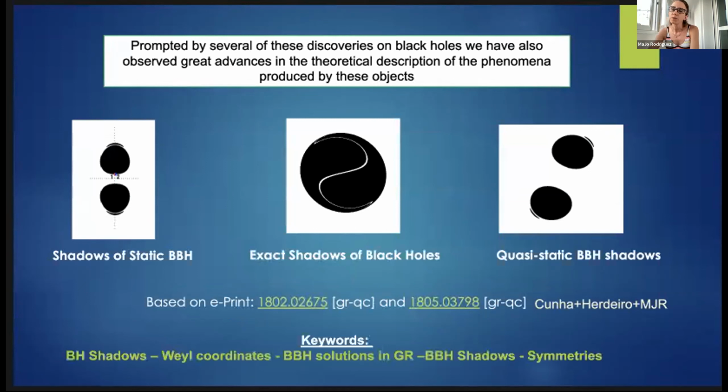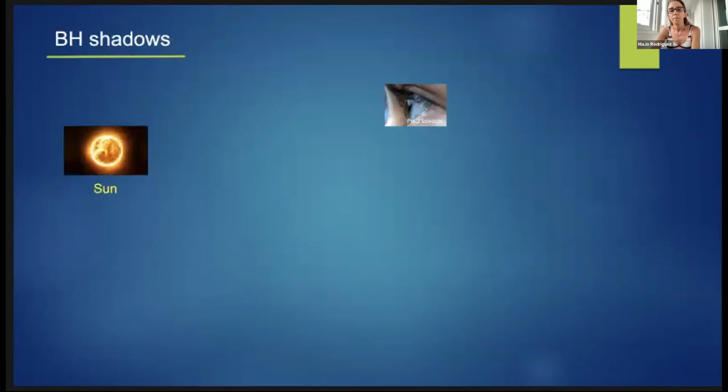And for that, I will use something called black hole shadows, that you all know what they sort of are, and some new things called Weyl coordinates. And I will present to you some binary black hole solutions of general relativity that can emulate and capture these images of the shadows in a proxy way.